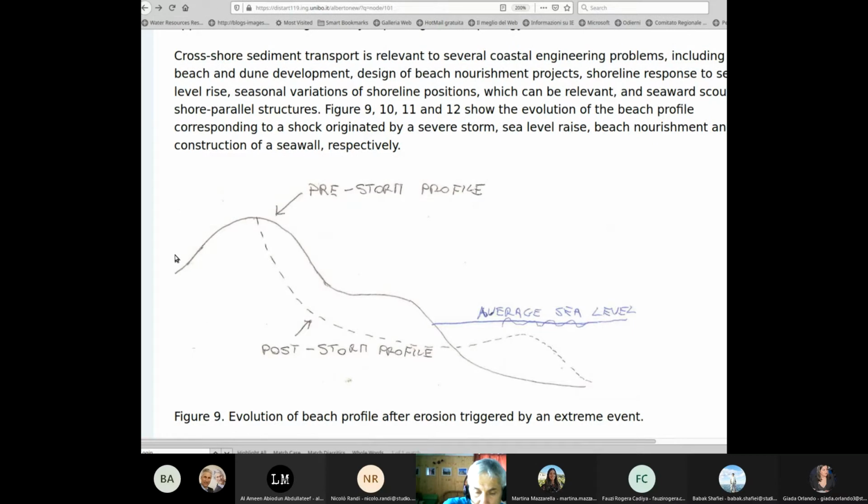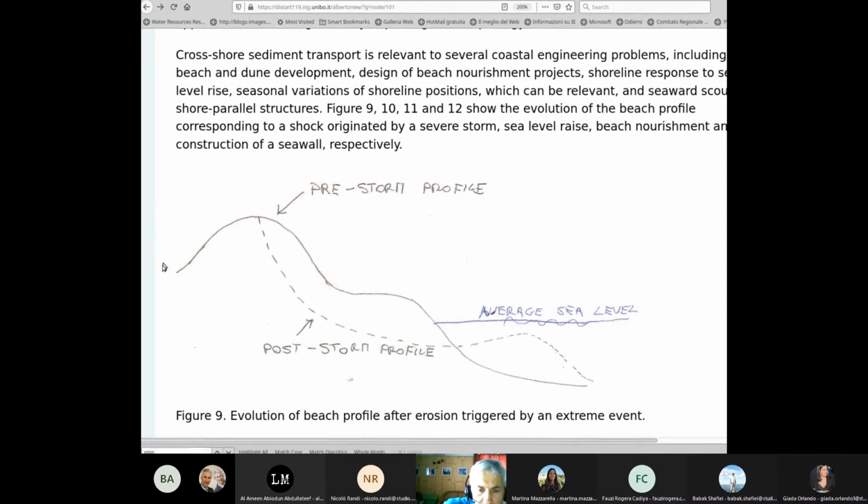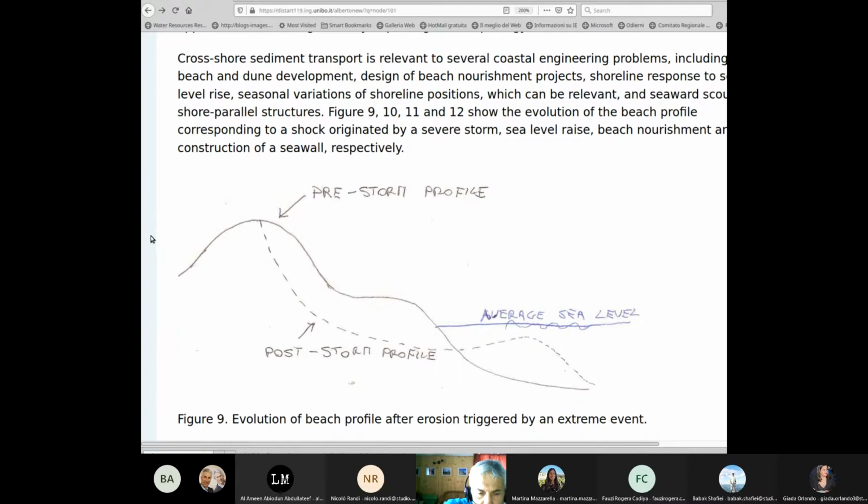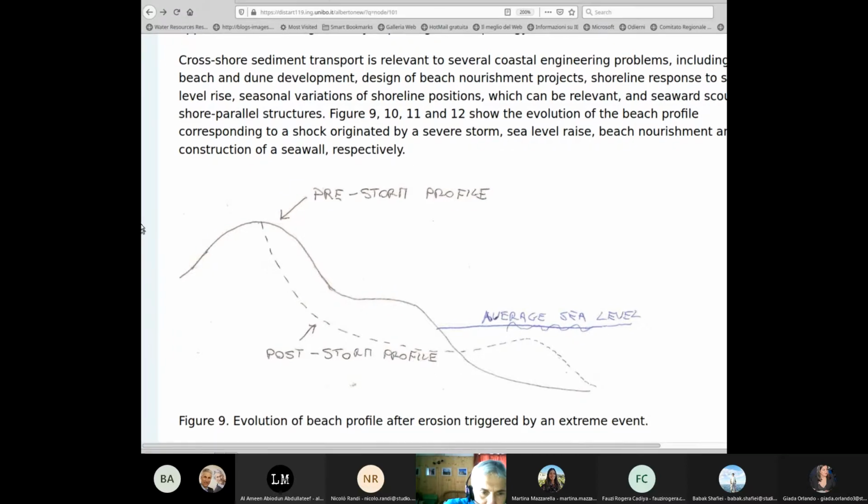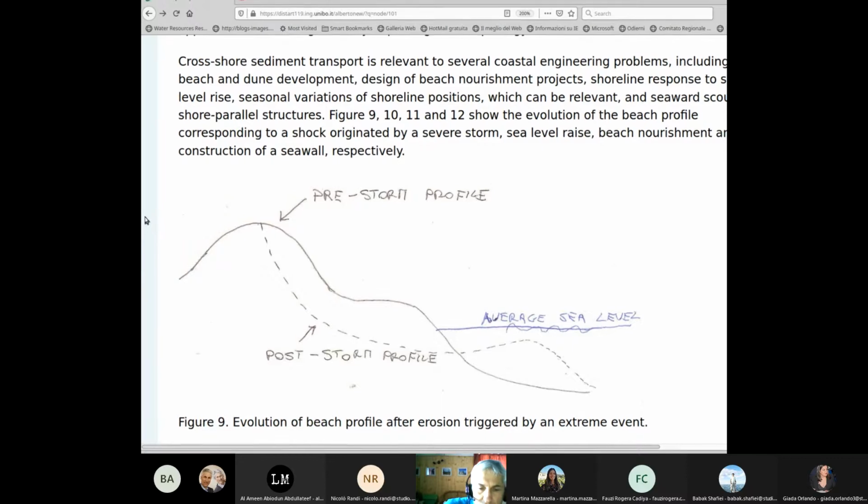Now, I think it is anyway useful, in this short time that we have available to discuss, to see in a qualitative way what happens. And this sketch here is a bit rough, but I think you can understand the concept. This is depicting what we just saw in the video. So what happens when you have a storm in the cross-shore direction? What happens is that the beach flattens out and a bar is formed into the sea.